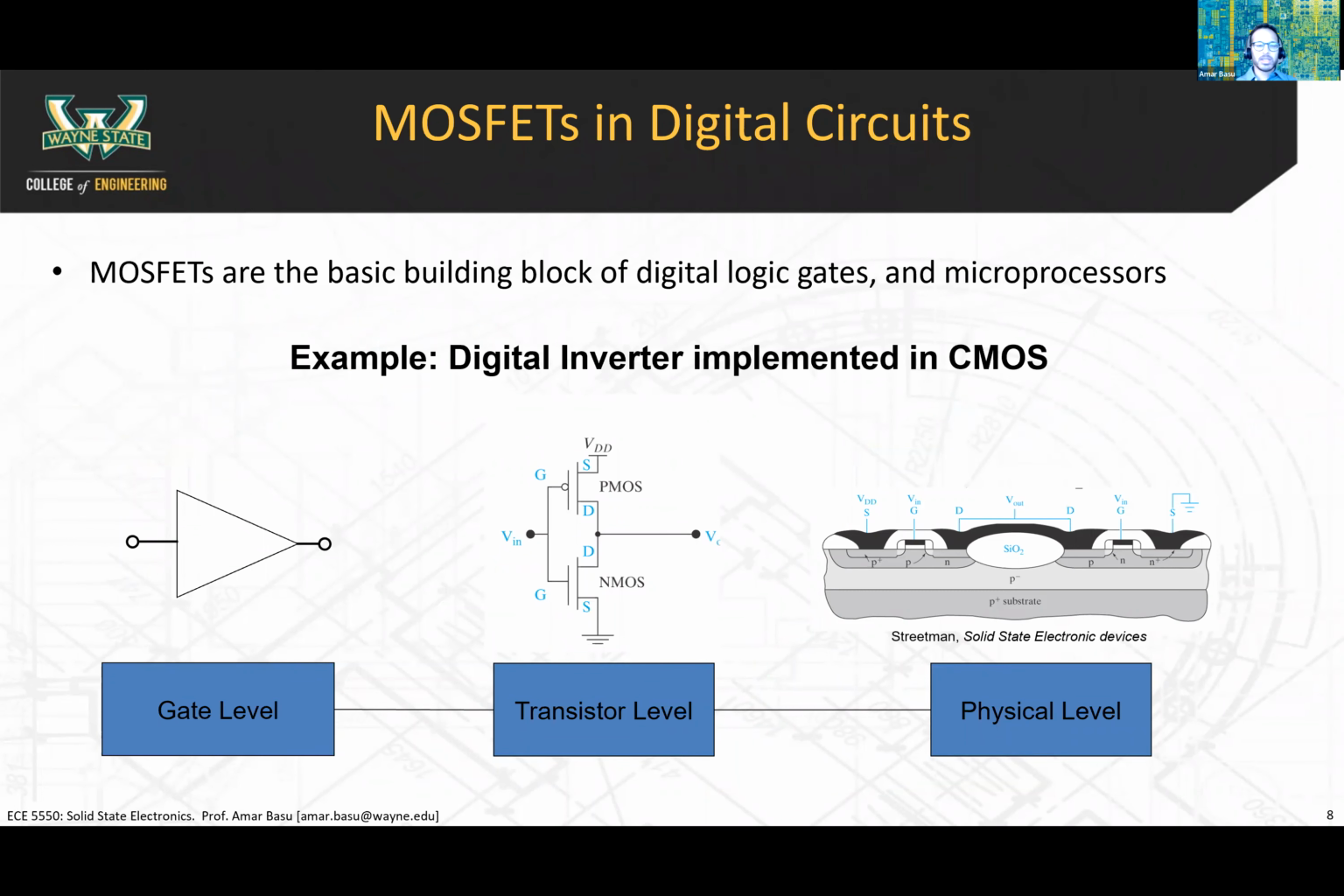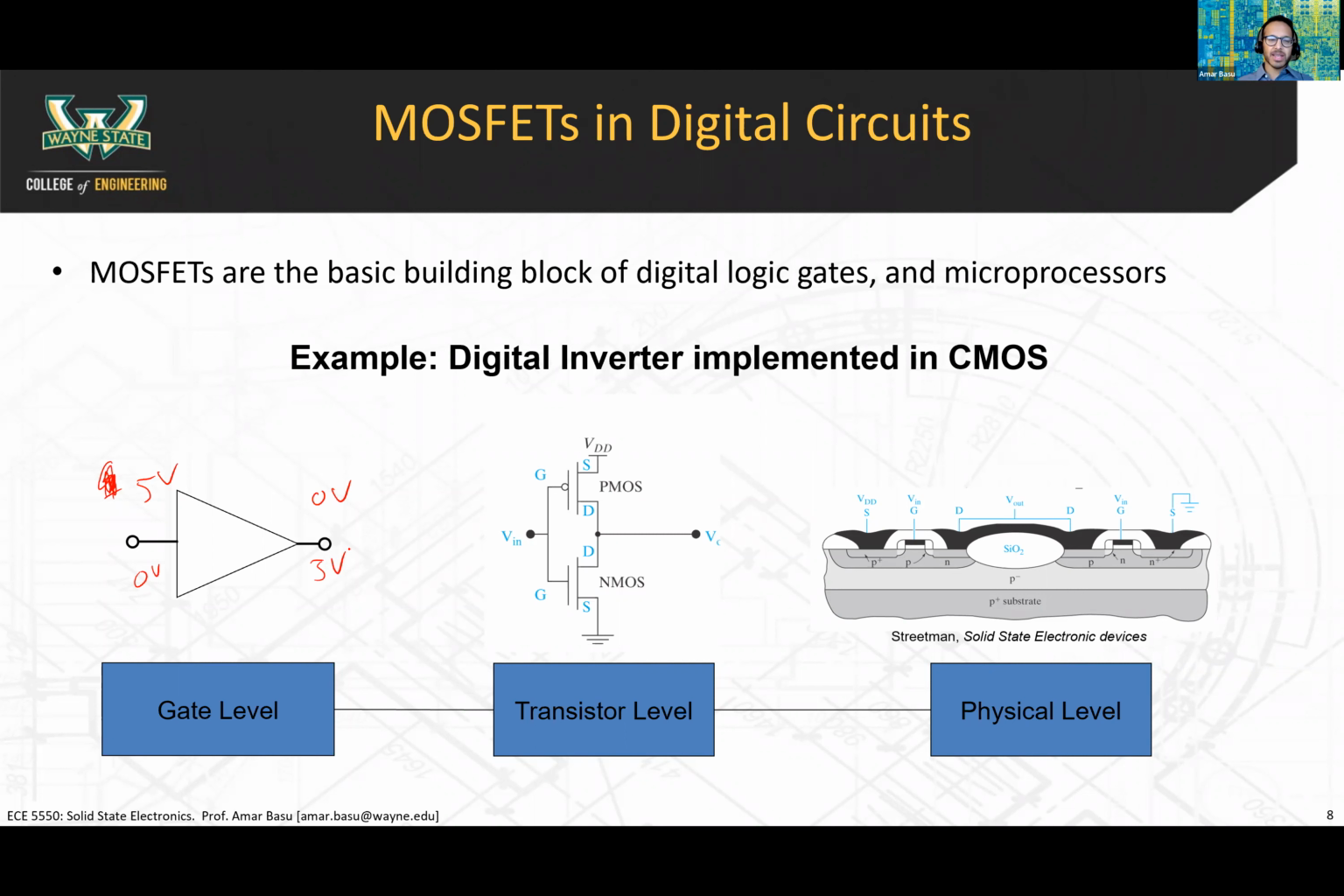Okay, so MOSFETs in digital circuits. MOSFETs are the basic building block of digital logic gates and microprocessors. This is an example of a digital inverter implemented in CMOS. This is an inverter gate. That means that when you put in, let's say, a 5-volt signal at the input, it'll give you 0 volts at the output. If you put in 0 volts at the input, it'll give you 5 volts at the output. So it inverts the signal that's coming in.